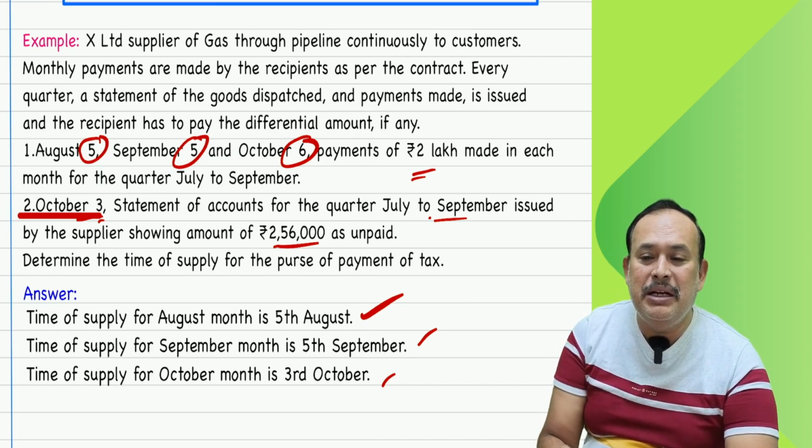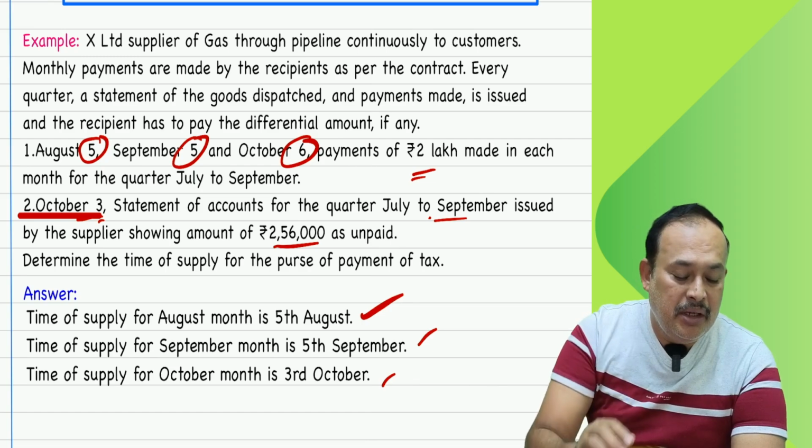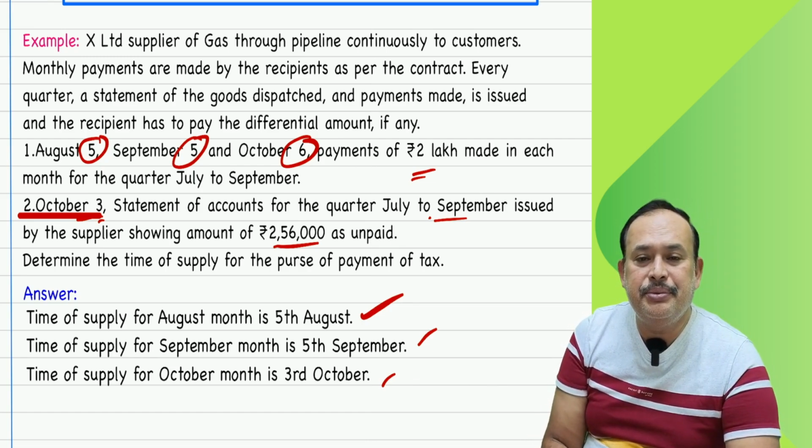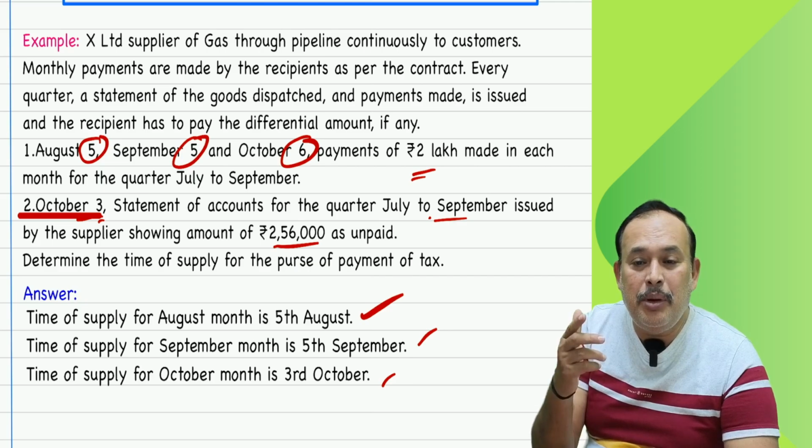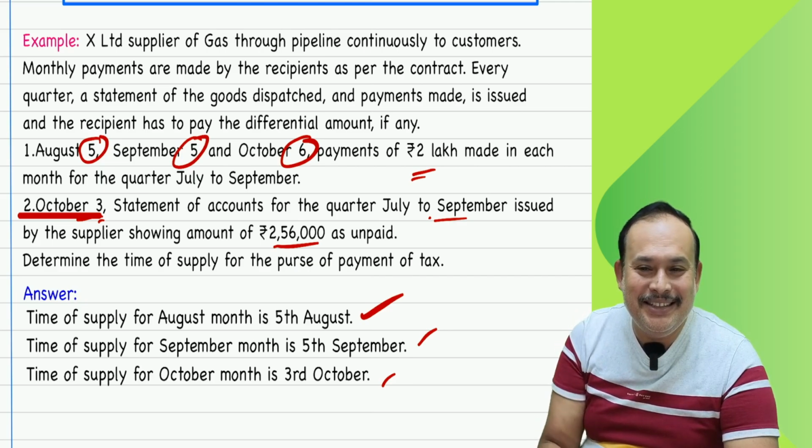Further, any doubt, my dear friends, in the given case? Any doubt in the given case? I am asking my beloved friends, please answer me, please.